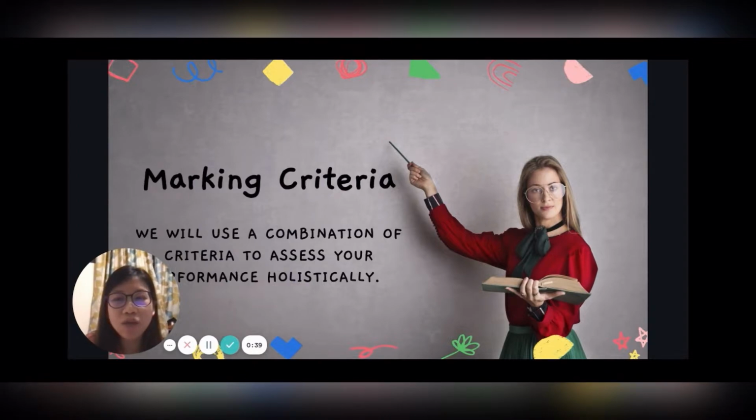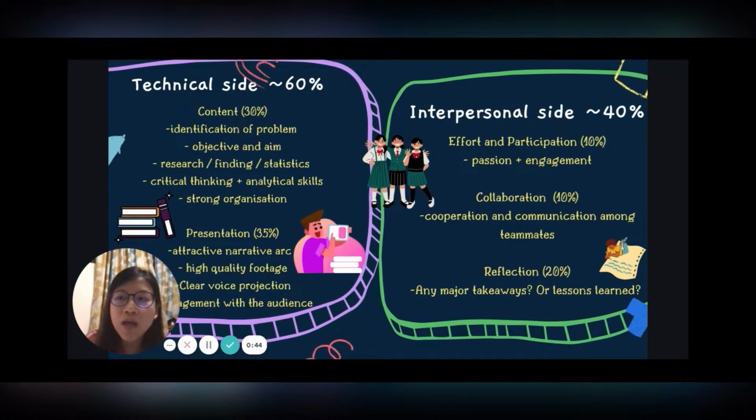We'll be using a combination of criteria to assess your performance holistically. The marking can be broken down into two major portions. One is the technical side, which occupies 60%, and the other is the interpersonal side that occupies 40%. Technical-wise, you would mainly be assessed for your skills in terms of the content and presentation, including whether you are able to show a clear aim out of the project, whether you can demonstrate your critical thinking and analytical skills by showing some findings and statistics.